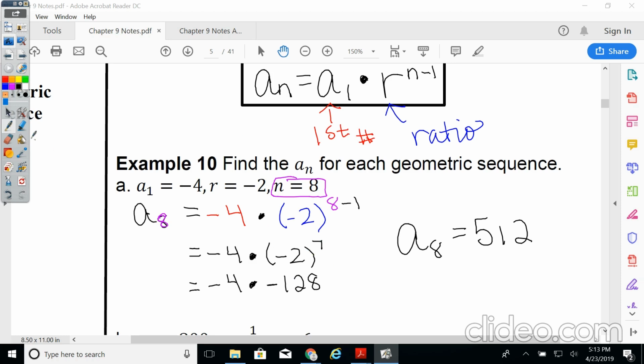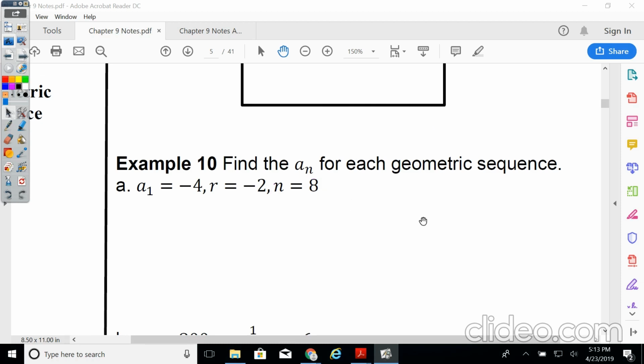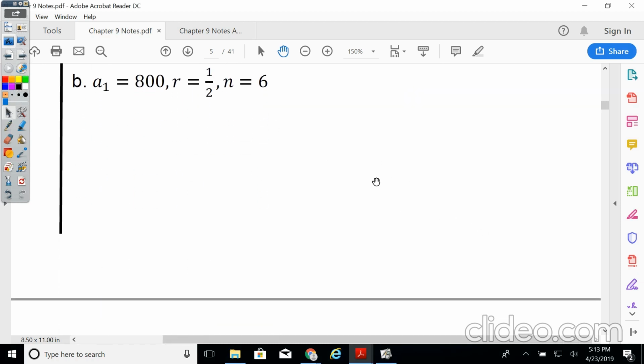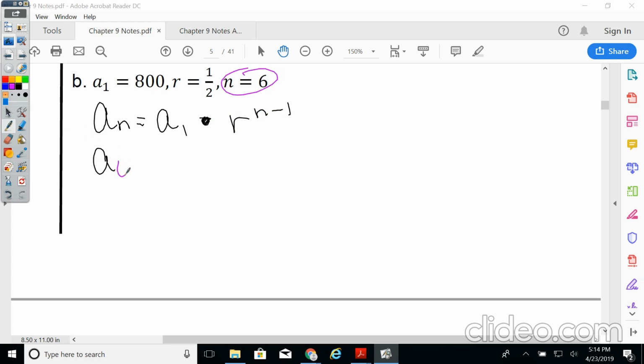All right, and then at the bottom, same thing. We're trying to find the 6th number in the sequence, but we need to make the equation first. So I'm just going to copy the formula down again. A sub n equals a sub 1 times r to the n minus 1. So we're looking for the 6th number in the sequence.